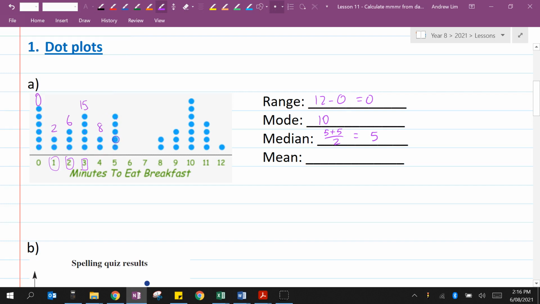1, 2, 3, 4, 5 times 5 is 25. 2 times 8 is 16. 1, 2, 3 times 9 is 27. 1, 2, 3, 4, 5, 6, 7 times 10 is 70. 1, 2, 3, 4 times 11 is 44. And 1 times 12 is 12.